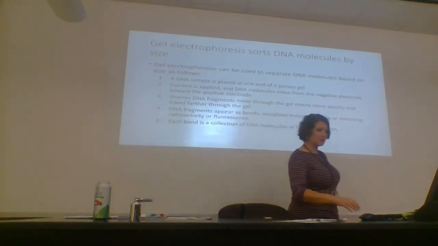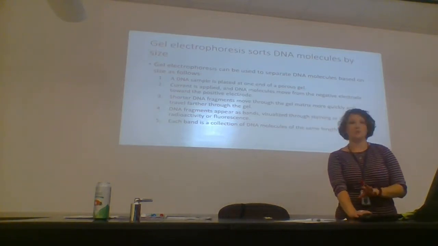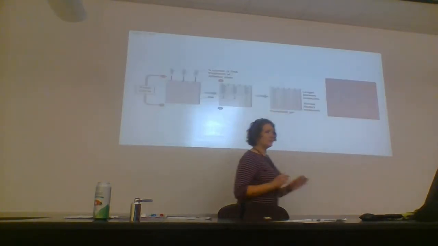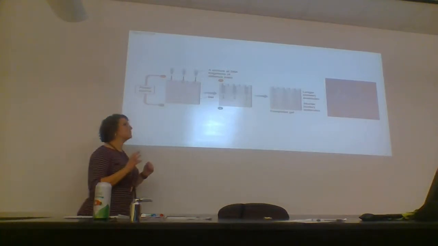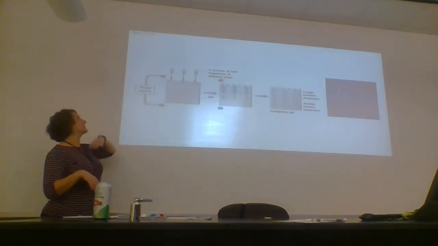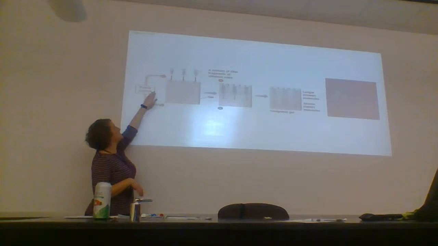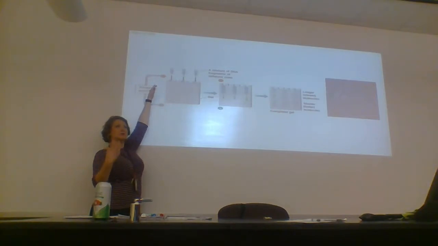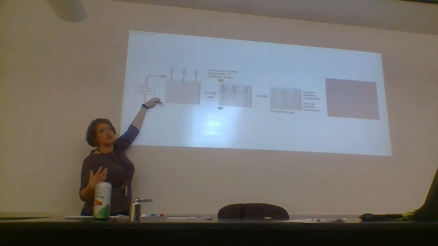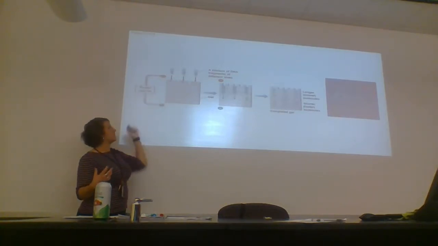That's a lot of words, but that one's at least on Blackboard so you can look at it. So this is sort of a better visual of what the words are trying to describe. We have a power source with a negative end towards our sample and a positive end this way. Our DNA sample is a negatively charged molecule, so it's going to be attracted towards the positive end. So that's why it's moving this way.